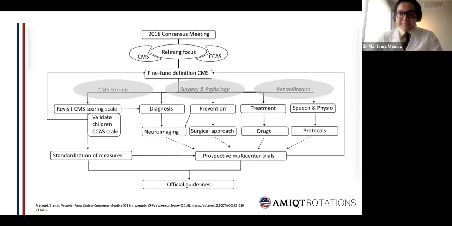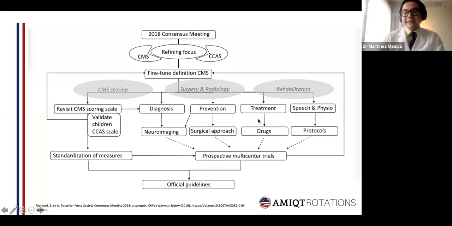So in the last consensus meeting of the Posterior Fossa Society, they proposed this algorithm. First, refine the focus. You can see here we have CMS and here we have CCAS. And we need to fine tune the definition of CMS and CCAS. First, by scoring, we need to validate the CMS and CCAS score. The CCAS score, I mentioned it a little bit earlier, was proposed in 2018. Also, improve diagnosis by neuroimaging and, very important, prevention in the case of CMS, because there has been a large focus on different surgical approaches that can actually diminish the risk.